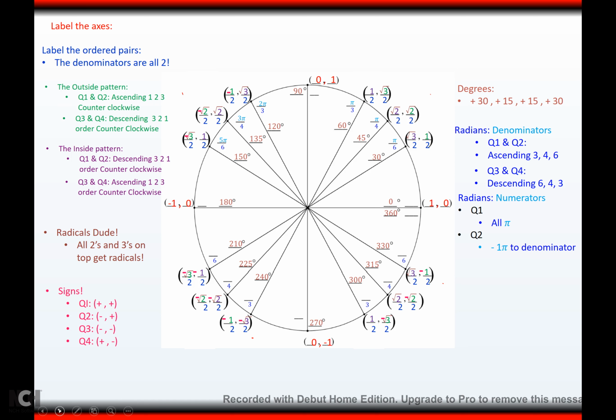You subtract 1 and put pi on there. So 3 take away 1 is 2 pi, 4 take away 1 is 3 pi, 6 take away 1 is 5 pi. You add 1 and a pi in quadrant 3. So 6 plus 1 is 7 pi, 4 plus 1 is 5 pi, 3 plus 1 is 4 pi. And in the fourth quadrant, 5, 7, 11. And your quadrantals, you start with 0, you go to pi over 2, 2 pi over 2, 3 pi over 2, 4 pi over 2. And there's your unit circle.